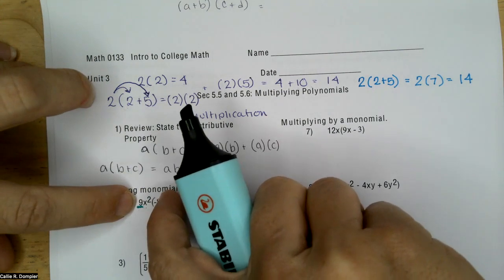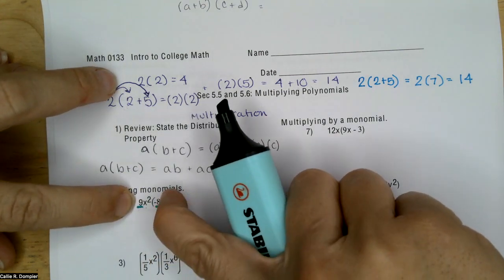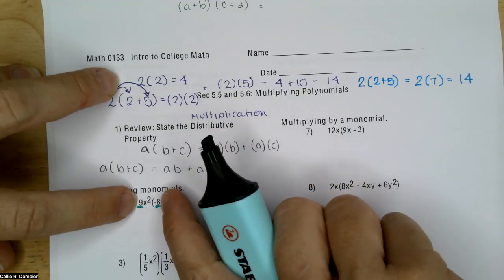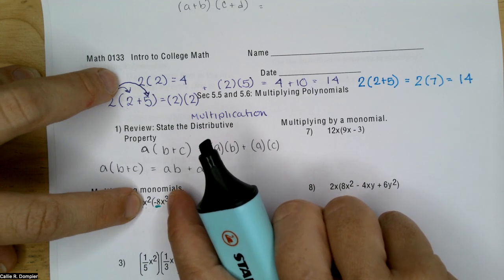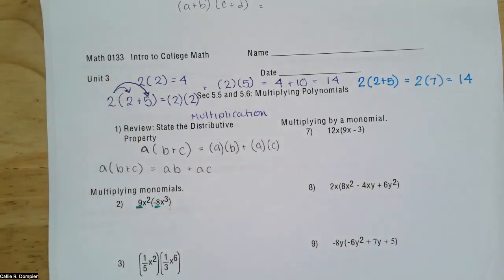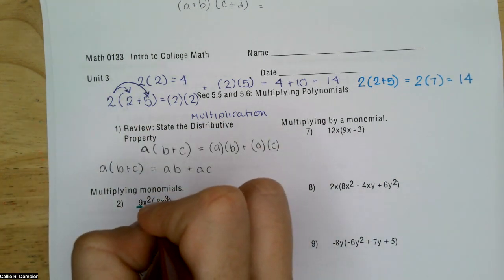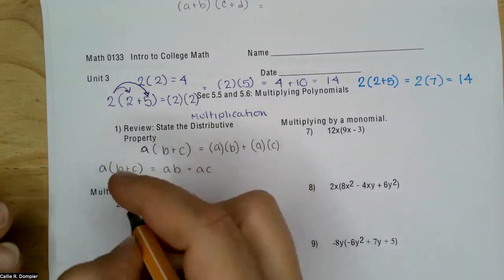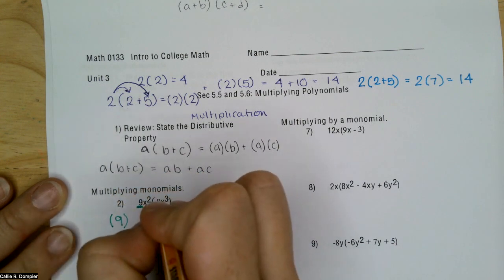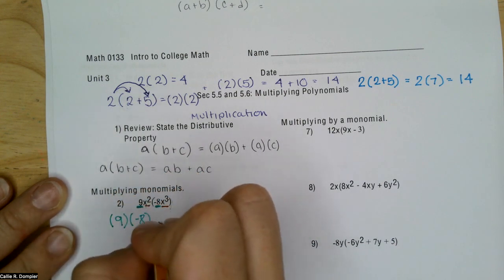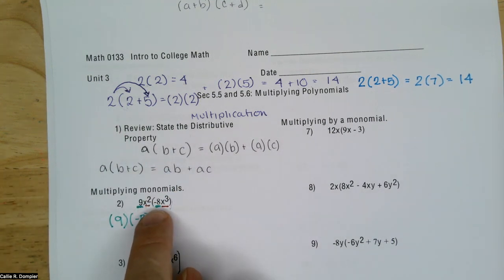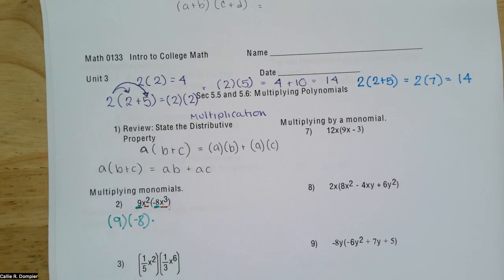Now the like terms don't have to be the same exponent. It's just the same base. 9 and negative 8 are both numbers, and then x is the same variable. So 9 is going to be multiplied by negative 8, and then x squared is going to be multiplied by x to the third. Okay, so if I were to split that up, it would be 9 times negative 8 times x squared times x cubed, because it's all being multiplied, right?